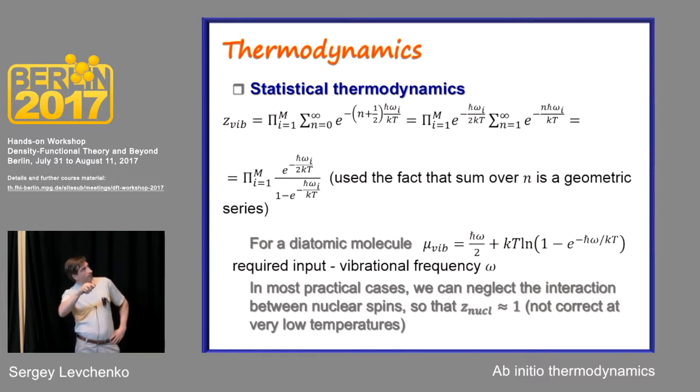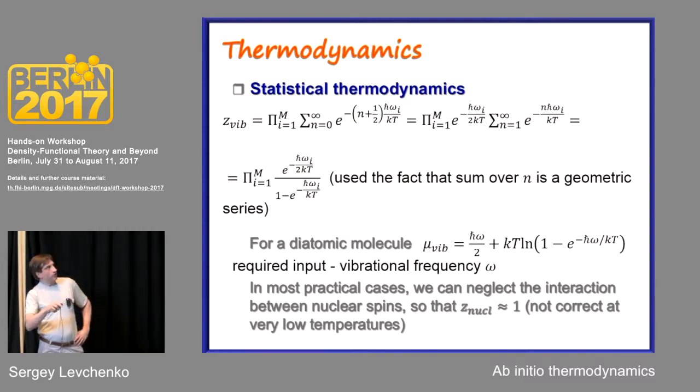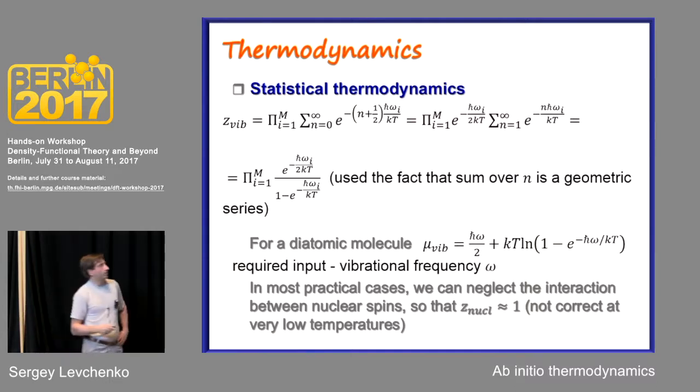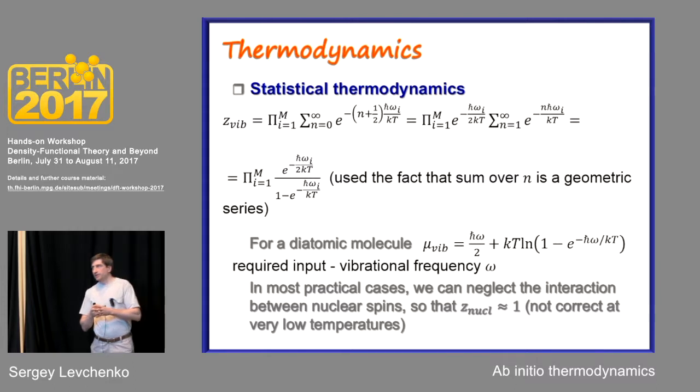So for a diatomic molecule, the resulting contribution to the chemical potential is given by this expression. And what we need to know to calculate it is the vibrational frequency of the molecule. In most practical cases, we can neglect the interaction between the nuclei, the nuclear spins, because it's very weak. But of course, at very low temperature, it becomes very important.